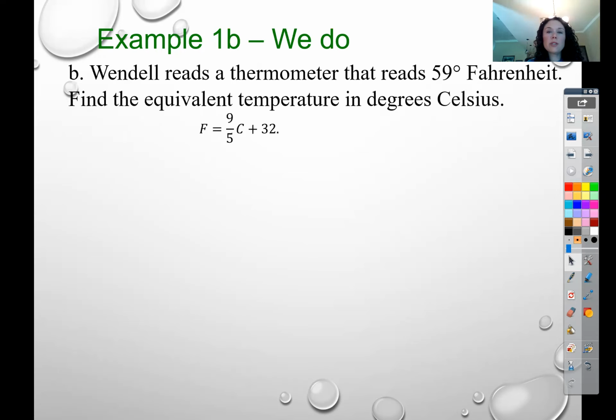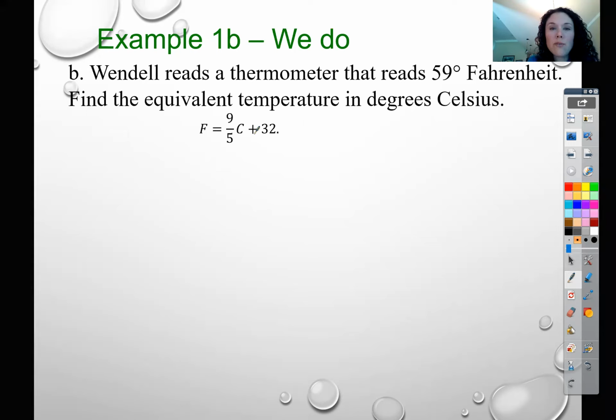Okay, Wendell reads a thermometer that reads 59 degrees Fahrenheit. Find the equivalent temperature in degrees Celsius. Okay, so we need to convert 59 degrees Fahrenheit to degrees Celsius. So what would I do? What's the first thing that I would do? I'm going to subtract 32 from both sides.